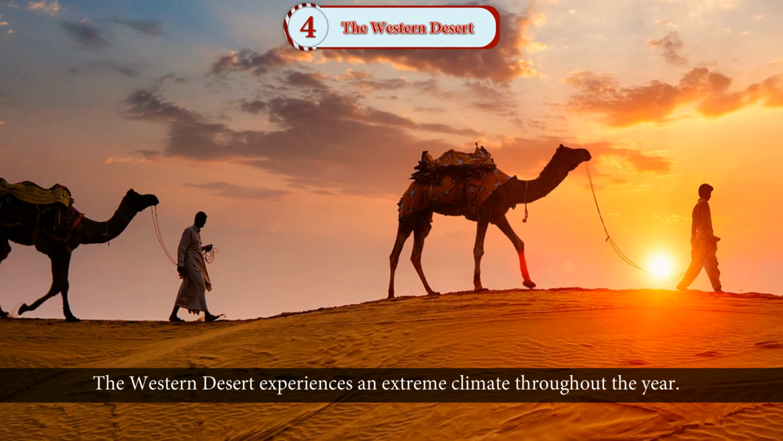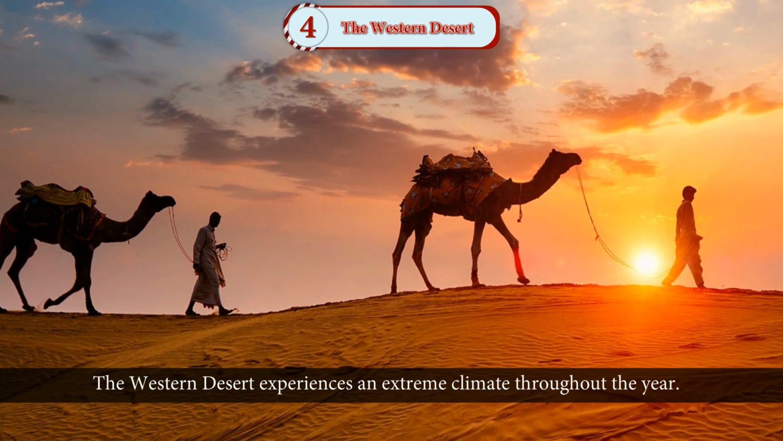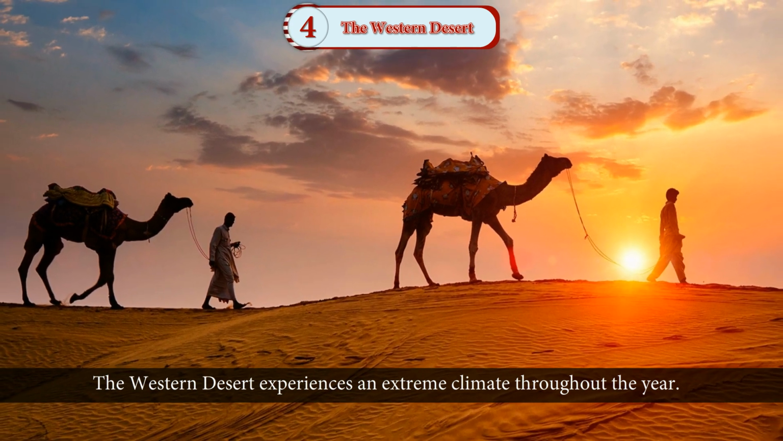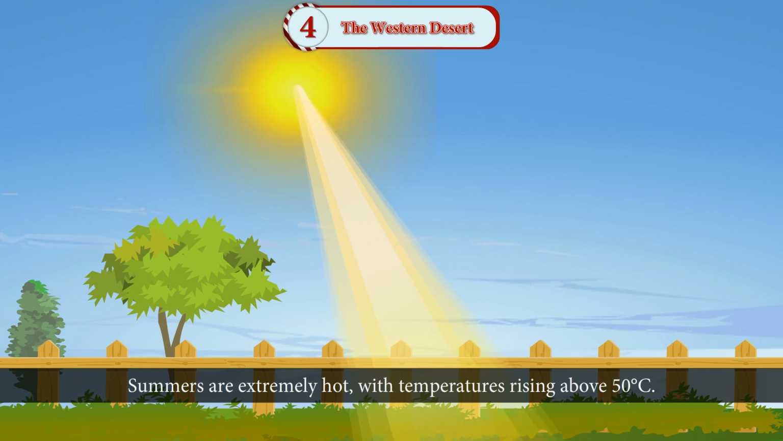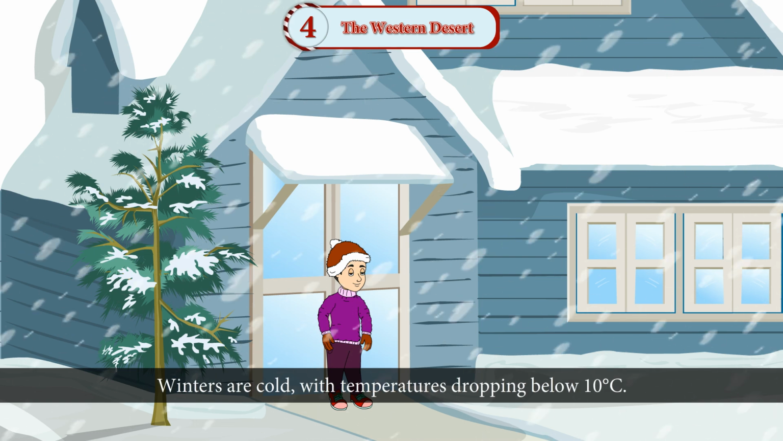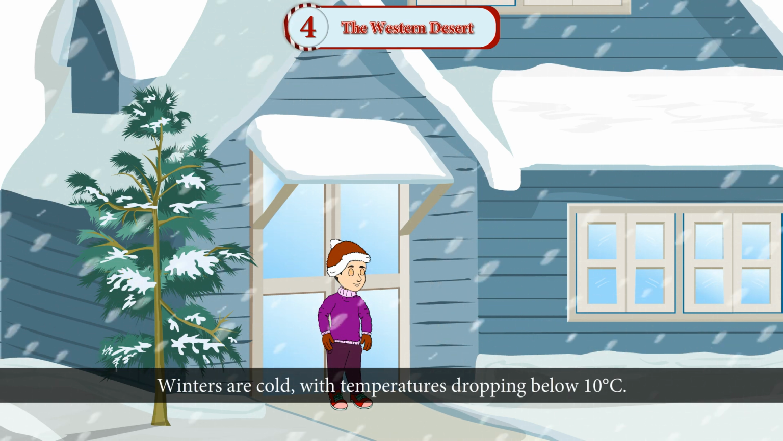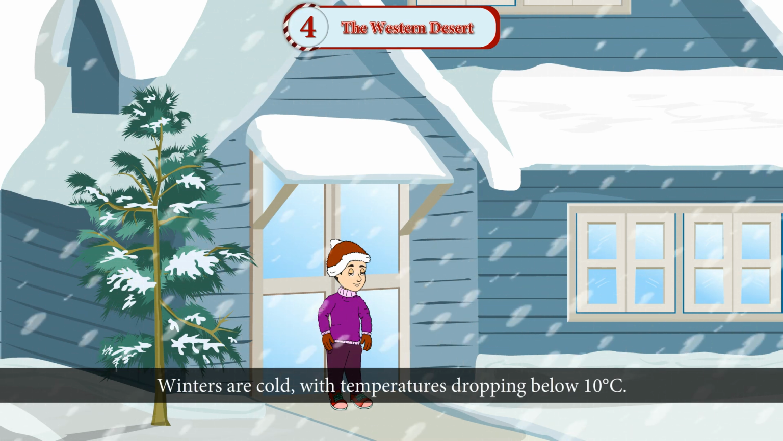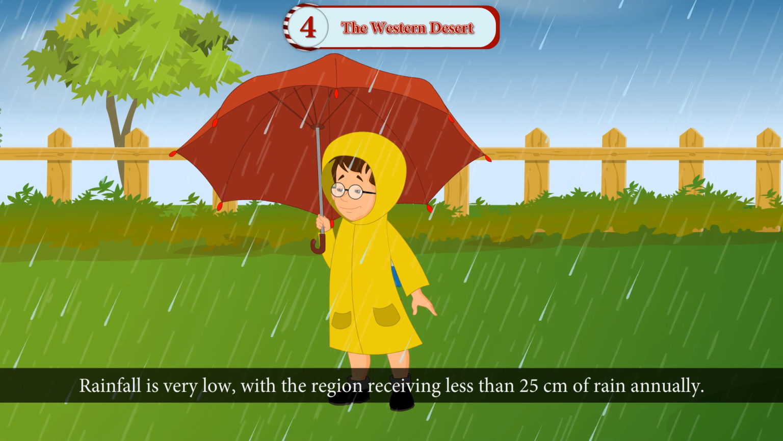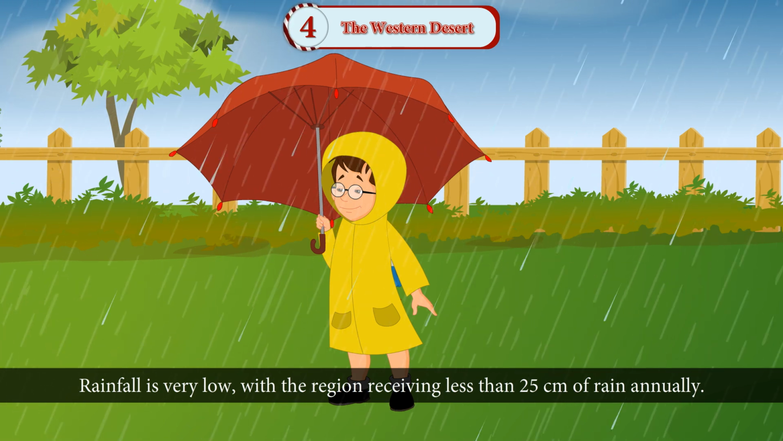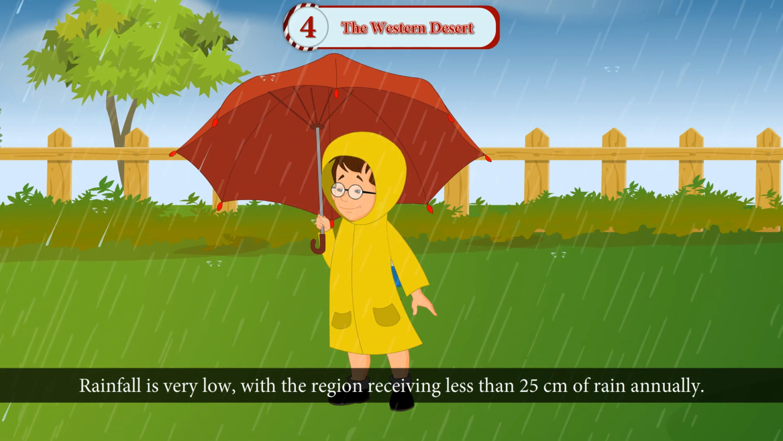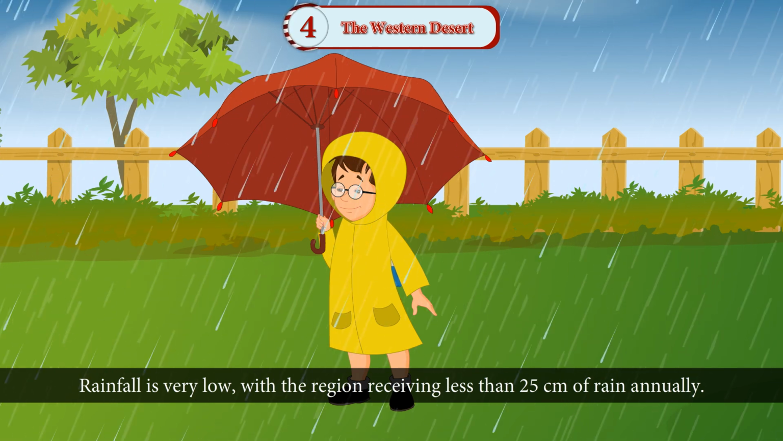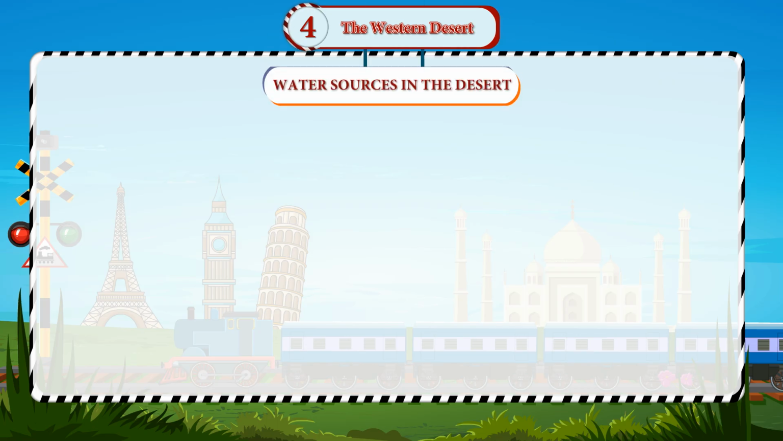Climate. The Western Desert experiences an extreme climate throughout the year. Summers are extremely hot with temperatures rising above 50 degrees Celsius. Winters are cold with temperatures dropping below 10 degrees Celsius. Rainfall is very low with the region receiving less than 25 centimeters of rain annually.